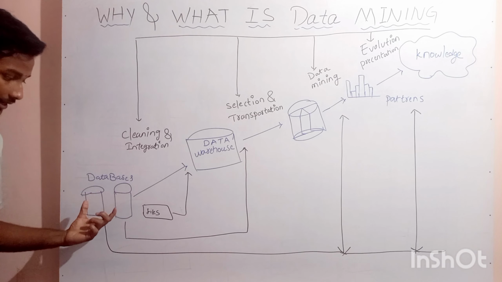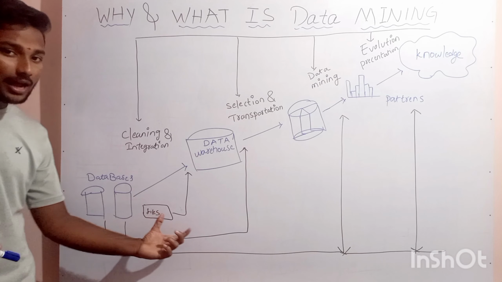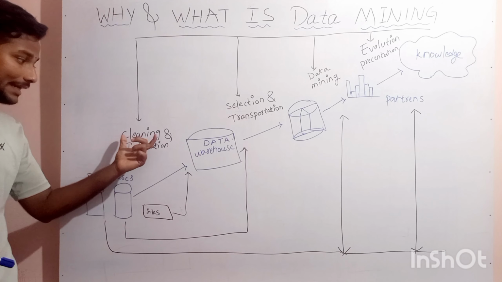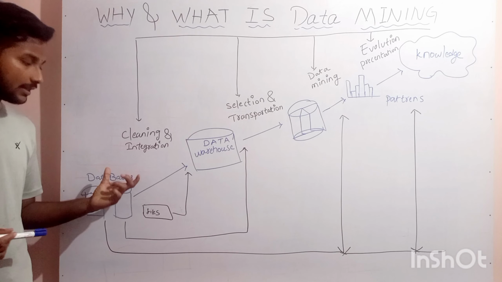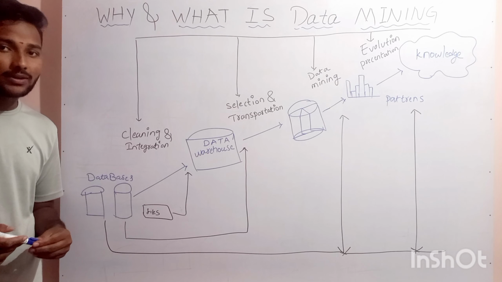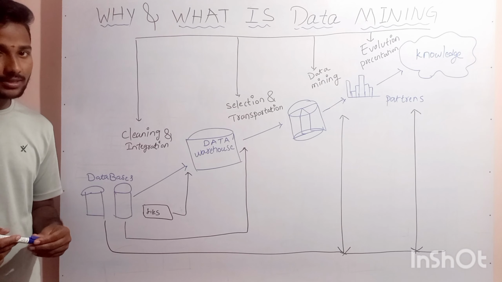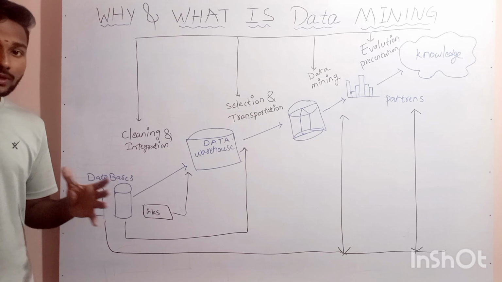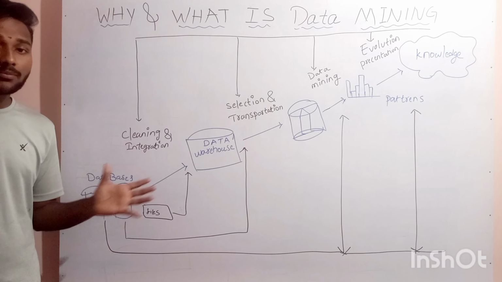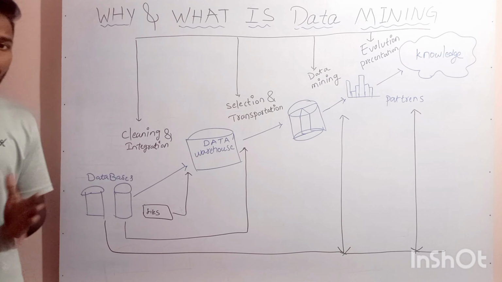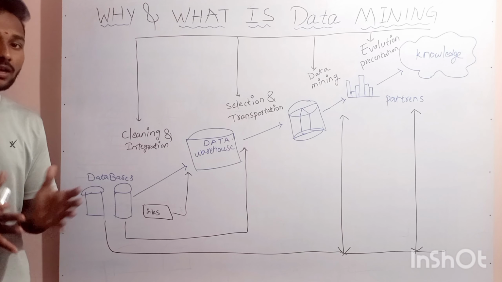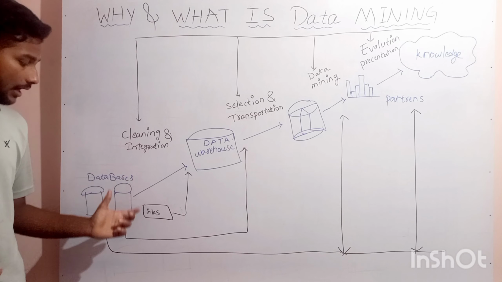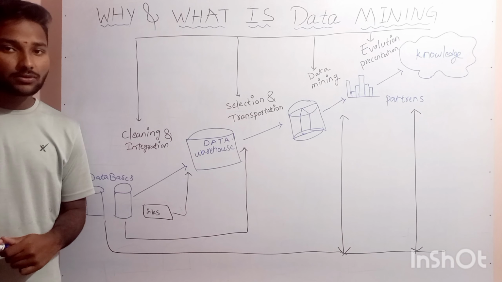First we collect the data from the databases and files. Next we do cleaning and integration. Data cleaning means the data has some noise or mistakes present, and thus the data is cleaned. Integration means merging the data from different sources. We can take the data from many sources and merge it into a single form, and it can be stored in the data warehouses.